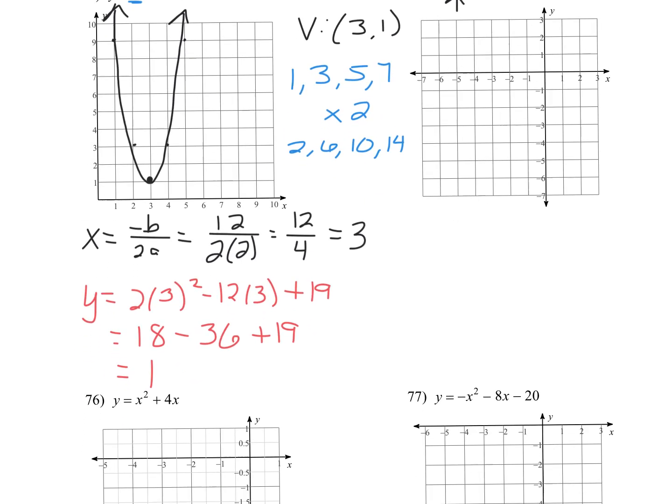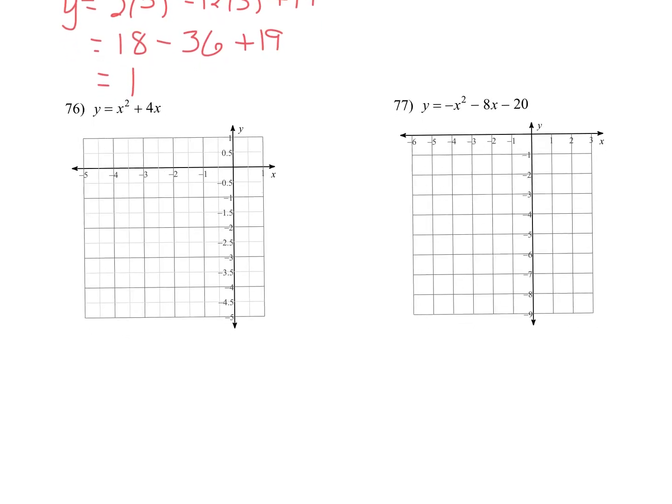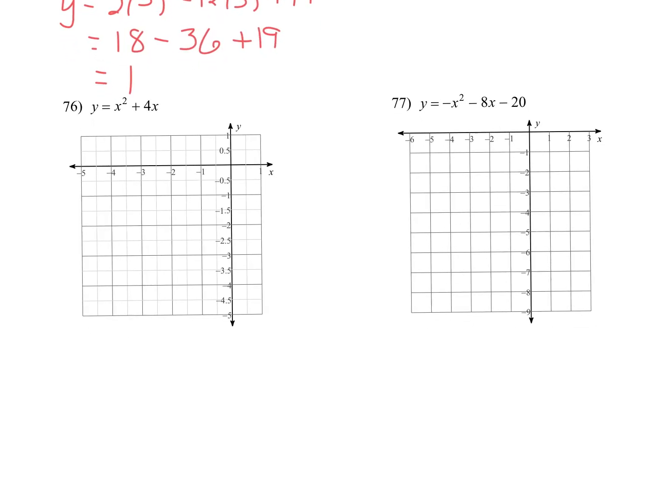Okay, move on down to 76 and 77. Do you solve these ones any differently? Okay, do these change at all, process-wise, on how to do these compared to 74? No. Okay, you find your vertex, X and Y, and then you do your step pattern.